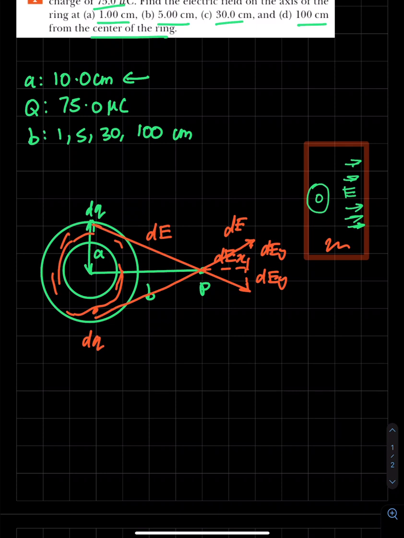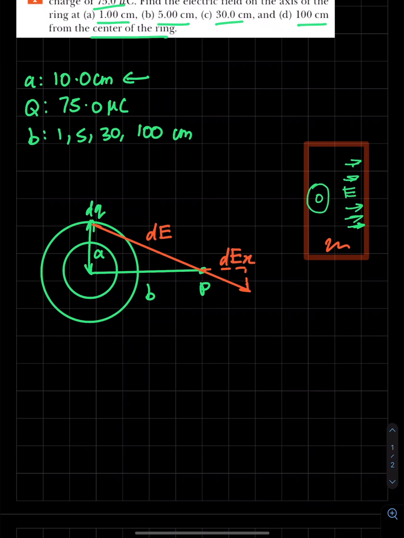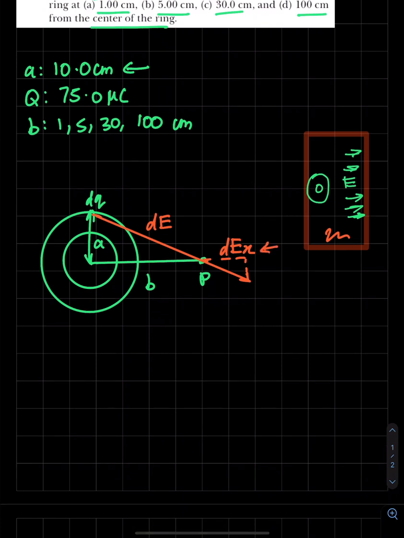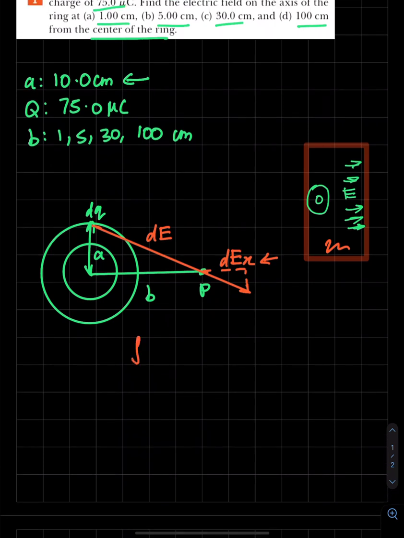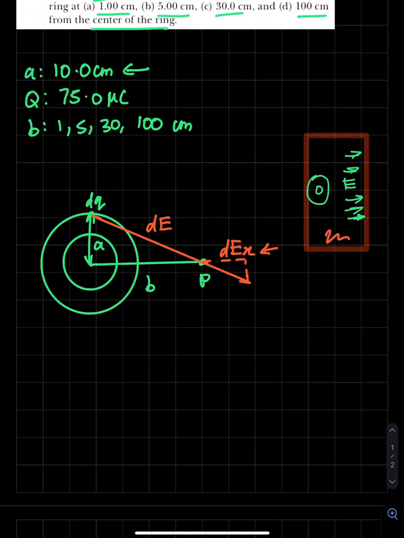Now, some of you may notice that because they are symmetrical about the axis, the dE of y at the top and bottom would cancel out each other, so dE of y would be negated. So dE of x will be the only thing that's left if we integrate it together. If we sum all of the dq's together, the only thing left would be dE of x, which is why it has become our main focal point. So if we integrate dE of x around the ring, we would get our answer E. Pretty simple. Now, how do we find dE of x?